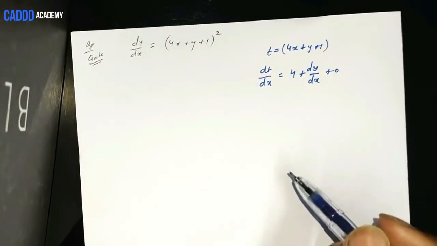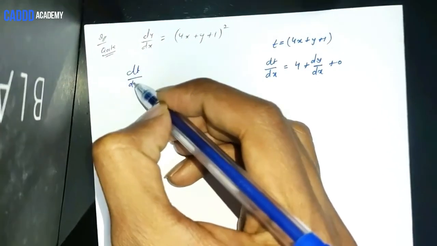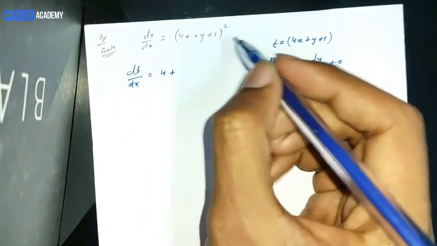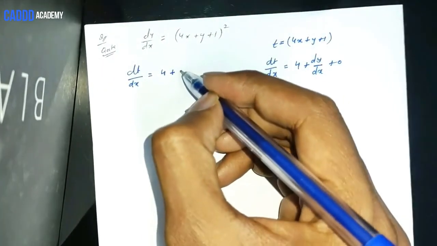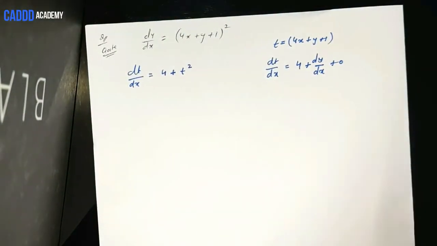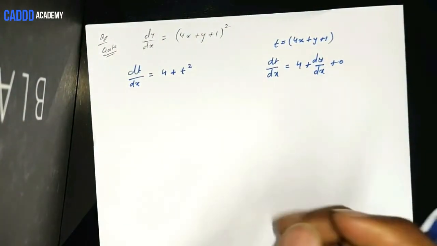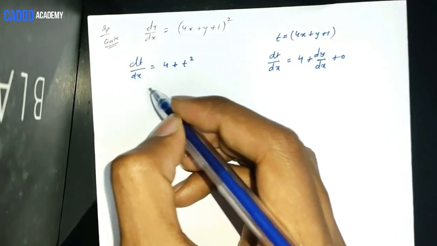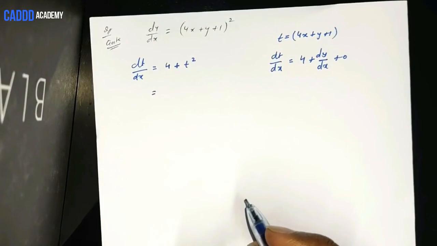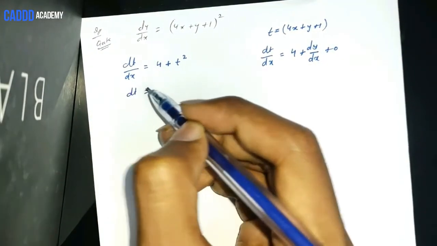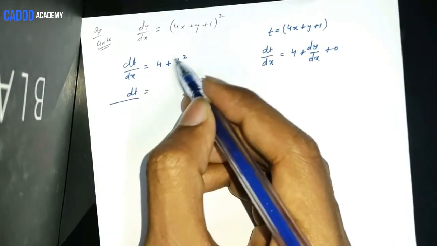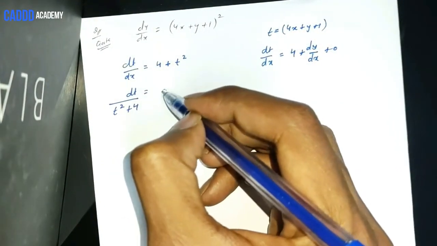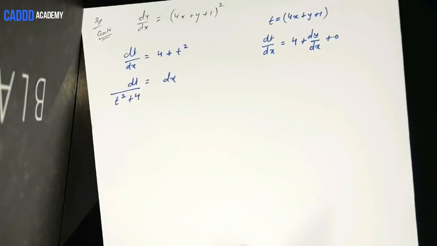Okay, so now we have dt by dx is equal to 4 plus this thing we have taken as t, so t square. This has become a very simple equation. Now we can solve it very easily. So we will do the variable separation. dt by (t square plus 4), we will take this thing here and dx at this side.